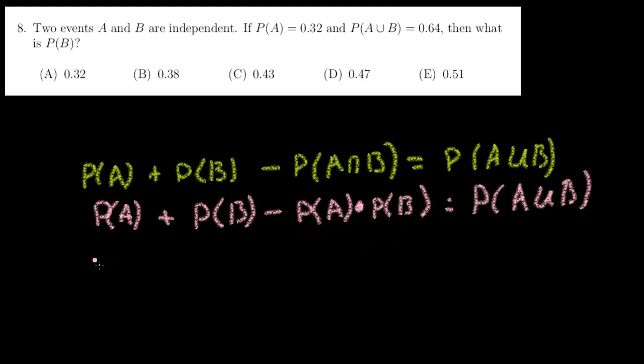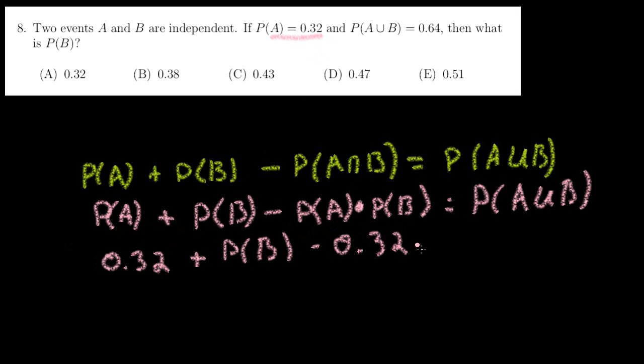The next thing we're going to do is substitute the values we have. We know the probability of A occurring is 0.32. Add the probability we do not know, B, subtract 0.32 again, multiply the probability of B, is equal to the probability of A or B occurring, which we know is going to be 0.64.